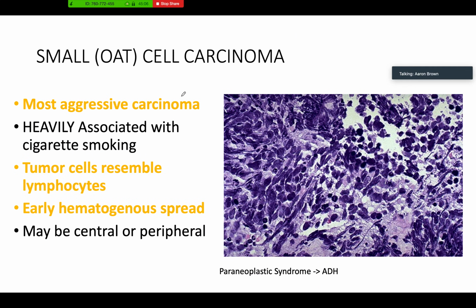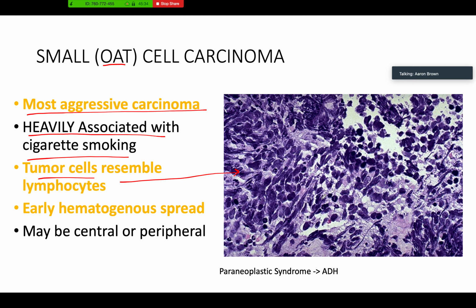Our small cell carcinoma, aka oat cell carcinoma, because it kind of looks like oats. This is our most aggressive carcinoma. Heavily associated with cigarette smoking. When we take a biopsy, you can see that these tumor cells really resemble lymphocytes or small blue cells. You'll hear it described as small blue cells. And as you look at this histopathology, you can see that description is very accurate.